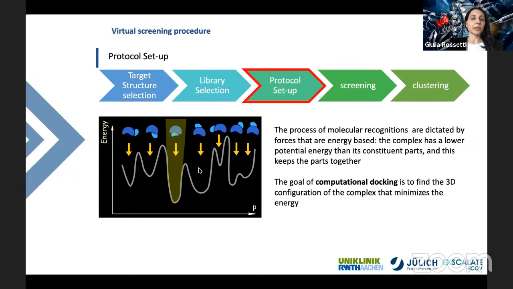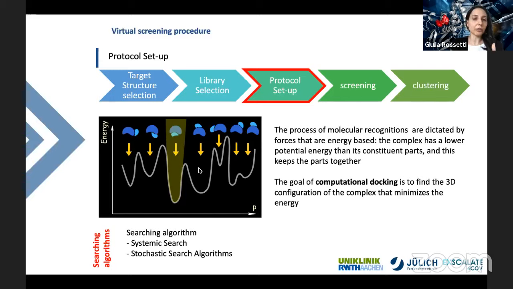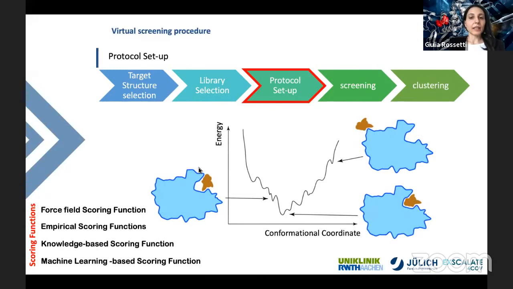Therefore, you can apply several docking algorithms, and each of them will have a different type of searching algorithm whose only scope is to generate all the possible configurations between the ligand and the target. The real problem is that when you deal with computational docking, it's very challenging to then provide a correct score for the complex that you generate.